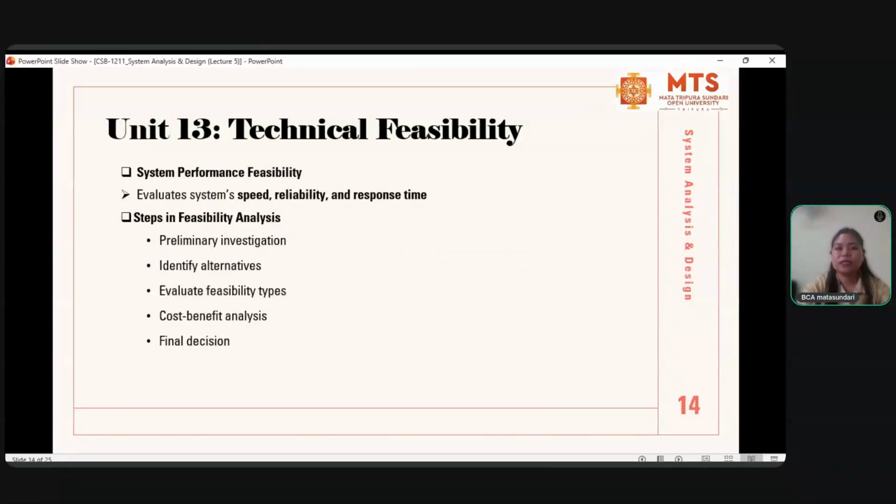Continuing with technical feasibility, system performance feasibility evaluates system speed, reliability, and response time. What are the steps in feasibility analysis? Whether economic, technical, or system performance. So, primarily investigation, identify alternatives, evaluate feasibility type, cost benefit analysis, and final decision.